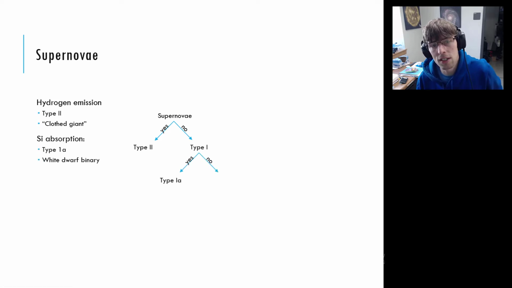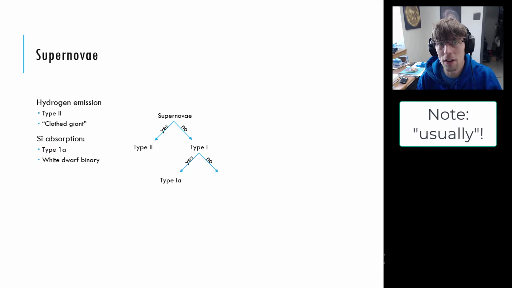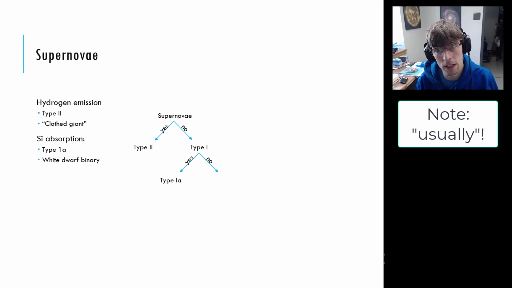So the next step is that if it does not have a hydrogen emission line, the next question is, does it have a silicon absorption line? And this is very special. This is what we call a type 1a. And this is the one star that does not usually have enough mass to undergo a supernova. It's a white dwarf binary.